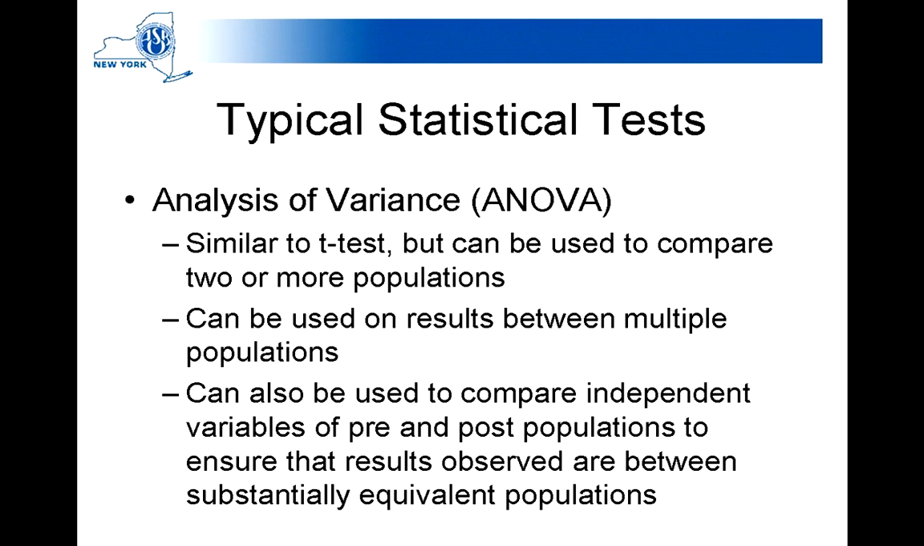Another test that is often used is called the ANOVA, or analysis of variance. It's very, very similar to the t-test, but it can be used to compare two or more populations. So, for example, you may be trying to compare three or four different work sites or schools or things of that nature, and you're trying to look at the results within each of them to determine, was there a difference comparing school 1 to 2, school 1 to 3, school 2 to 3, et cetera.